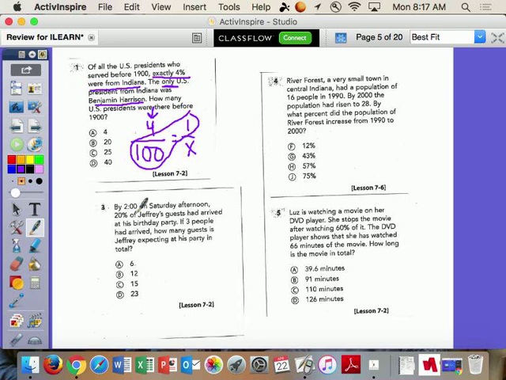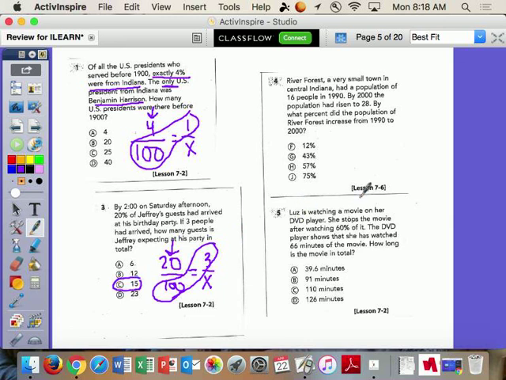Number 3, by 2 o'clock on Saturday afternoon, 20% of Jeffrey's guests had arrived at his birthday party. Oh, I see a number. So I have 20 out of 100. If 3 people had arrived, how many guests is Jeffrey expecting at his party in total? Well, I have 3 out of a total of I don't know. Multiply diagonal, divide by the leftover number. And what do you get? 15. He's expecting 15 friends.